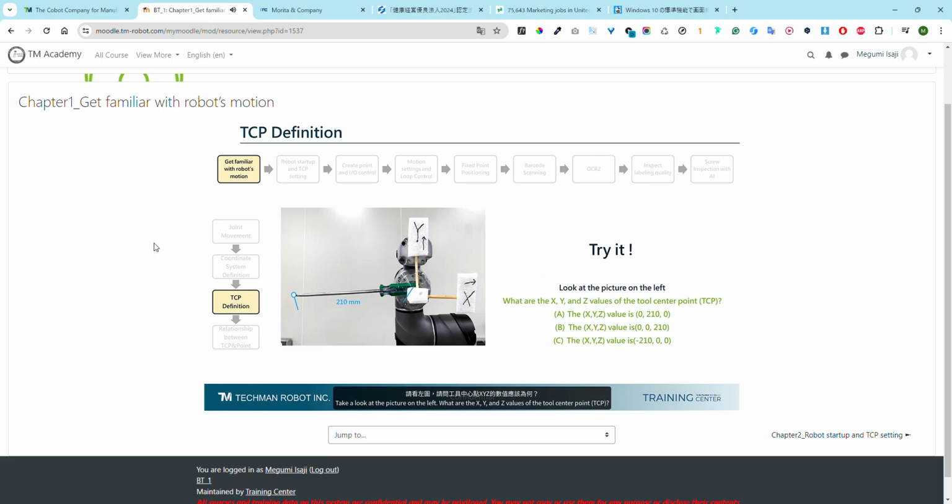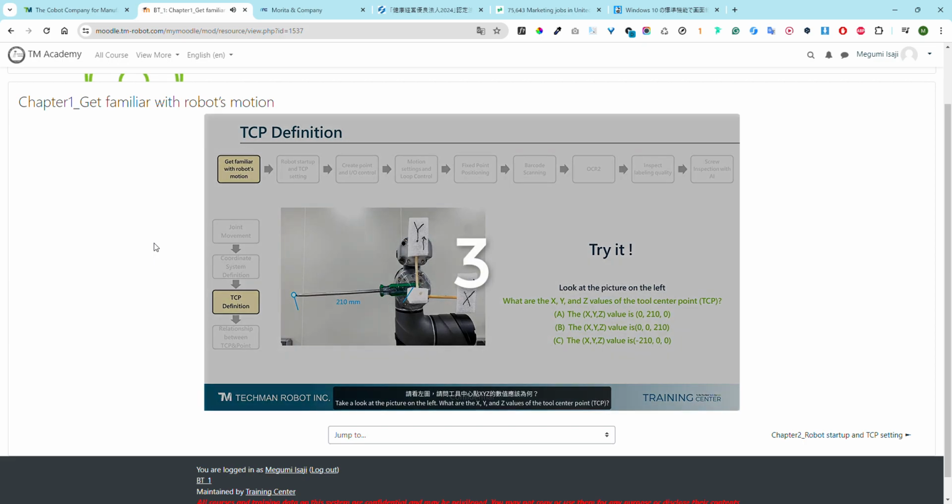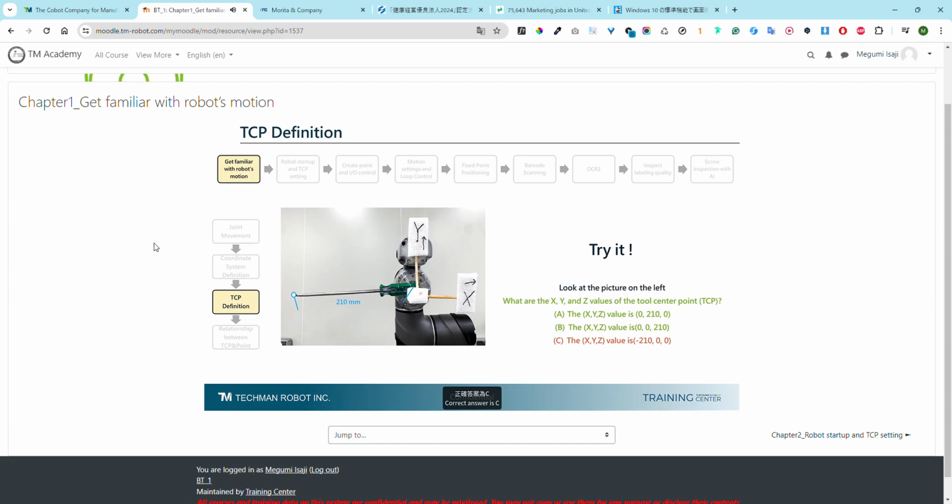Take a look at the picture on the left. What are the x, y, and z values of the tool center point, TCP? Correct answer is C. The tip of the tool center point is in the negative x direction 210 mm.